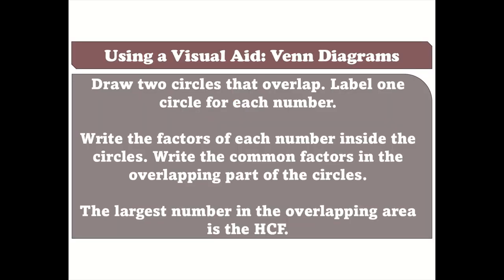Using a visual aid, Venn diagrams. Draw two circles that overlap. Label one circle for each number. Write the factors of each number inside the circles. Write the common factors in the overlapping part of the circles. The largest number in the overlapping area is the HCF.